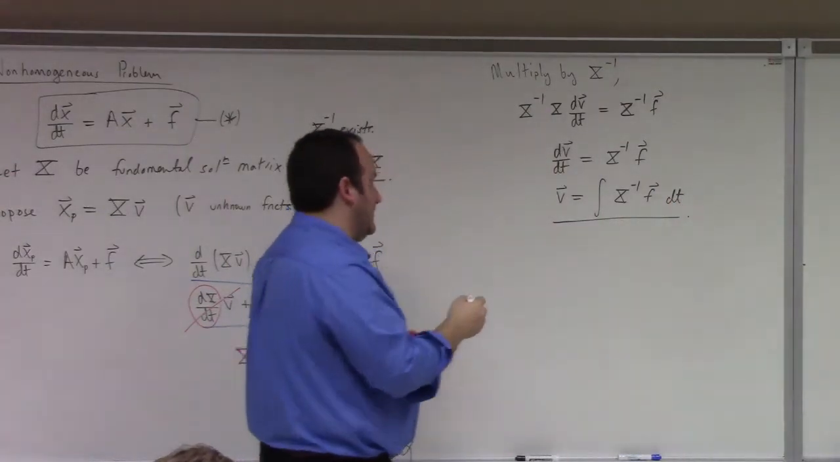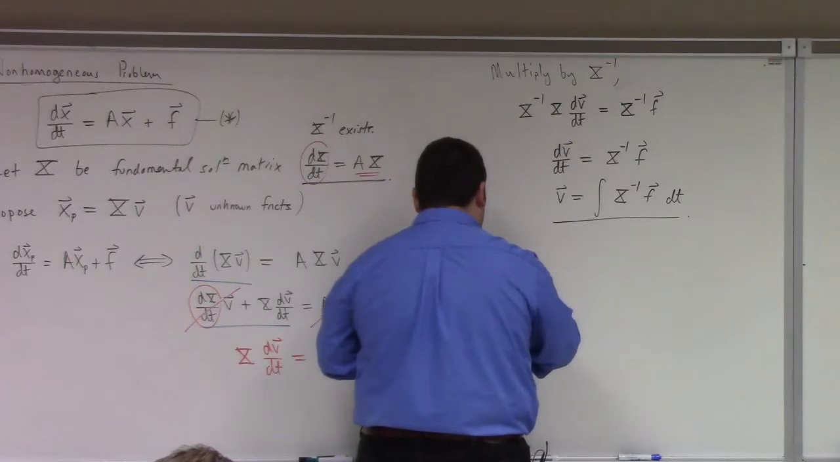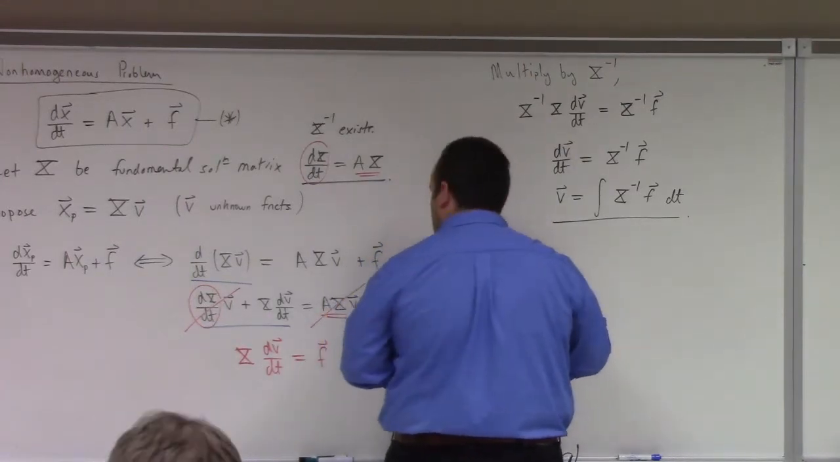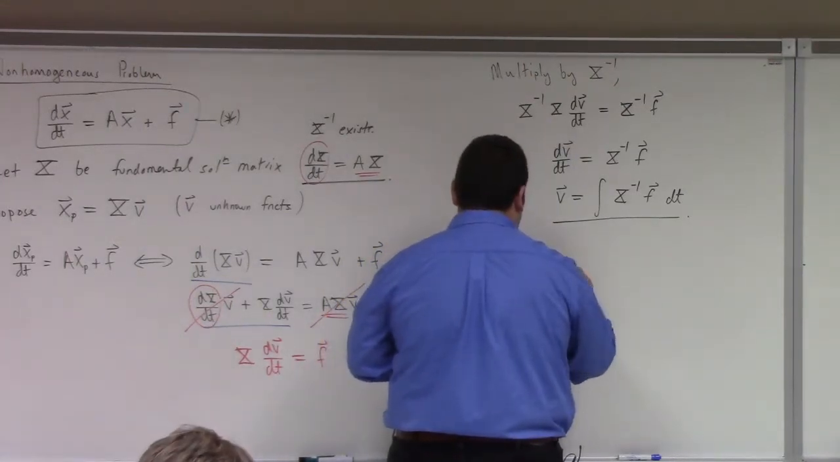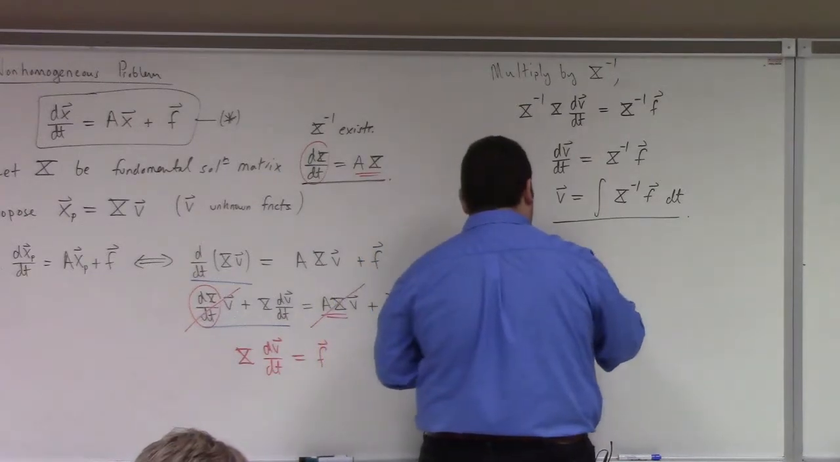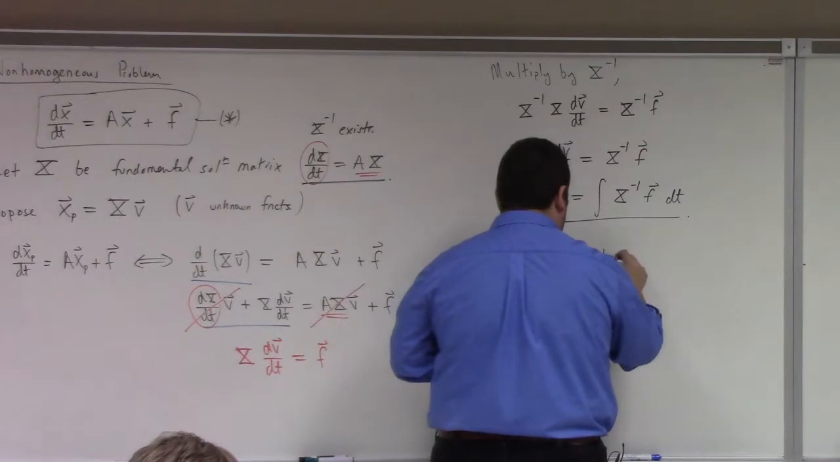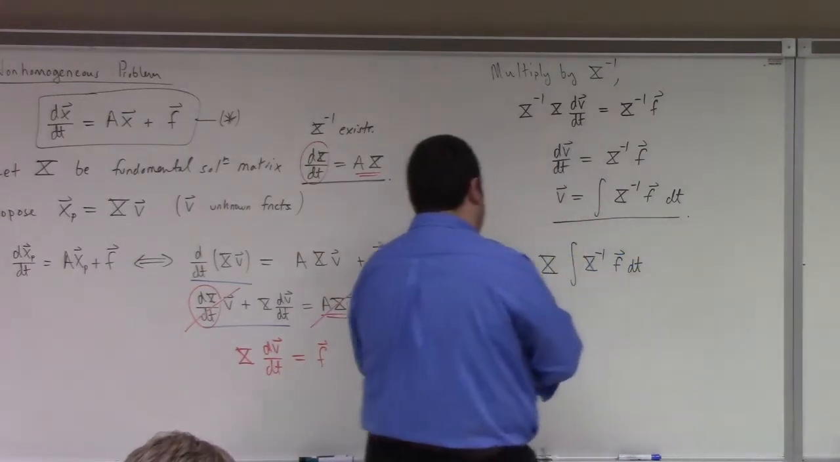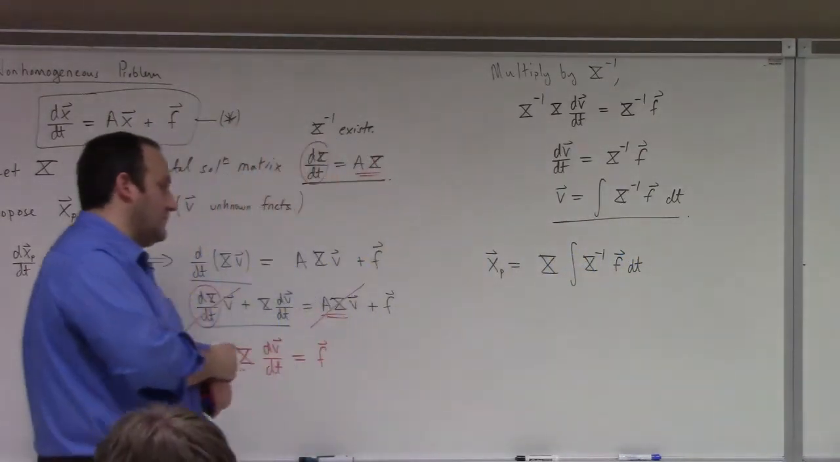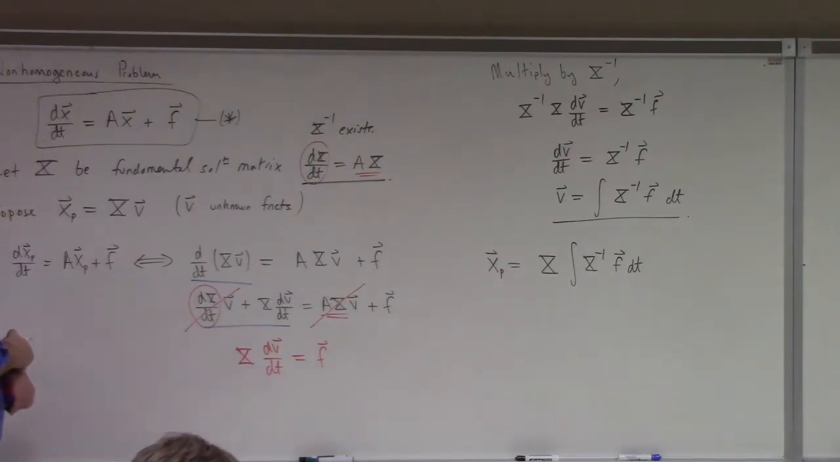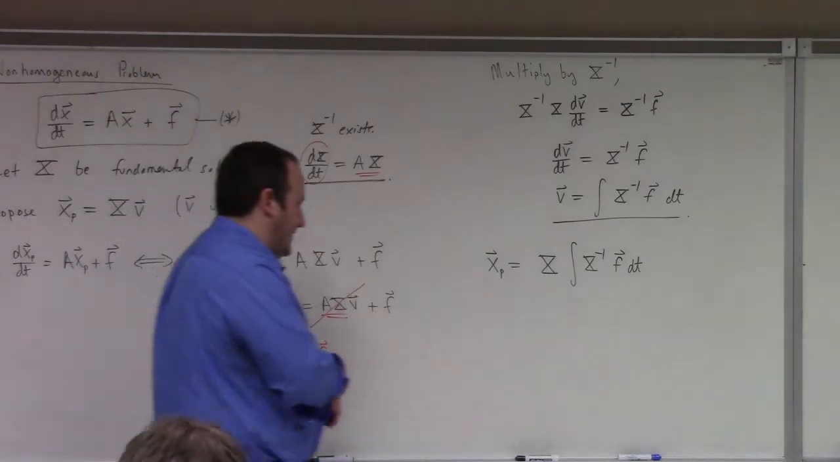So in total, we get the following formula. The particular solution is nothing more than our fundamental solution matrix times the integral of X inverse f dt. Now, if I want to be more precise, I could write it like this.